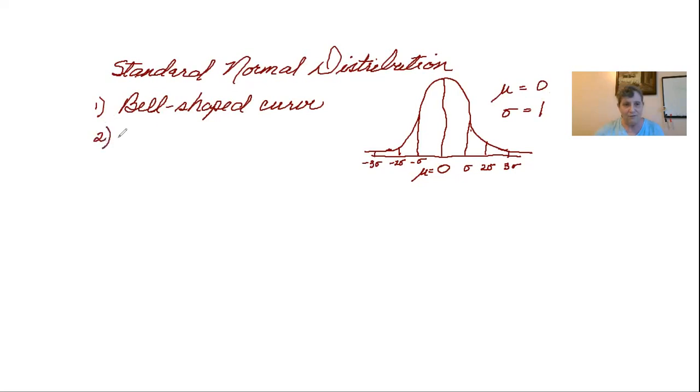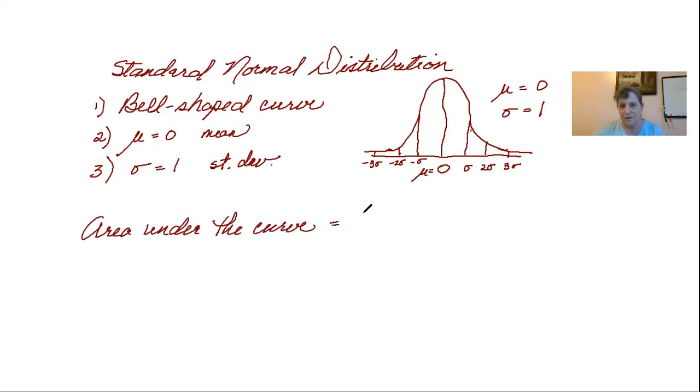You've got a bell-shaped curve. Mu equals 0, that's the mean. Then standard deviation equals 1. The area under this curve is always equal to 1, as in 100%. So the area for the whole thing is going to be 100%.